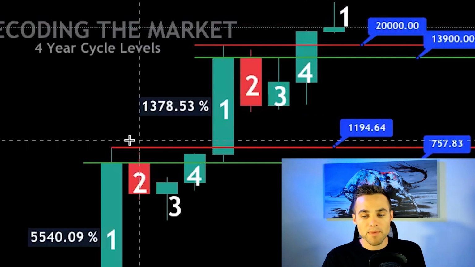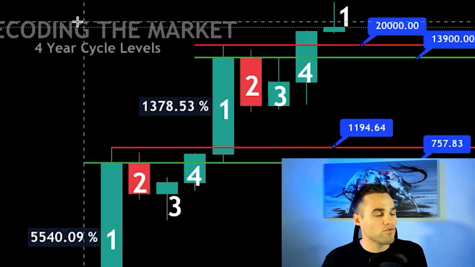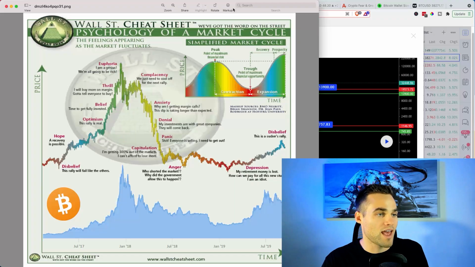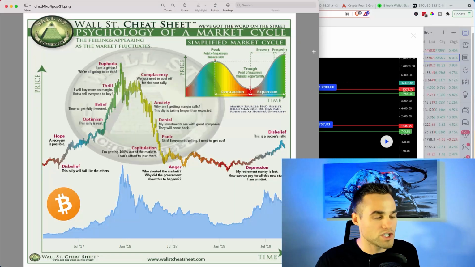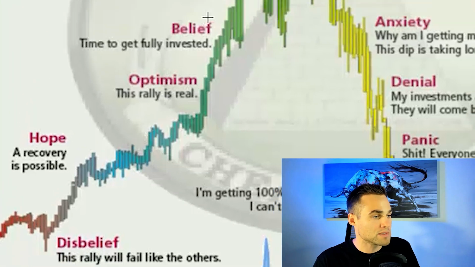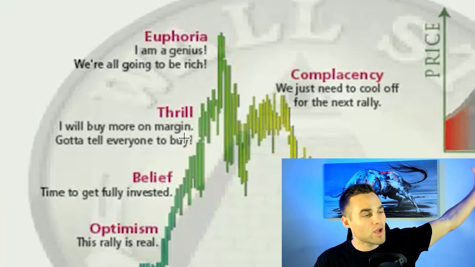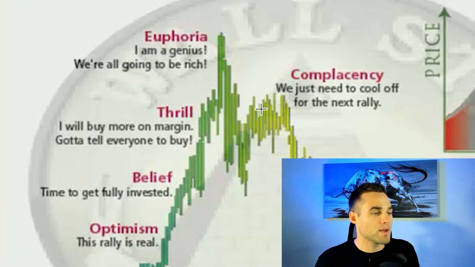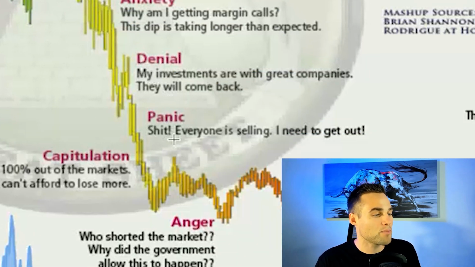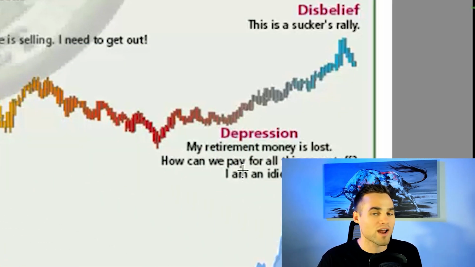Okay, so with that being said, the market also follows a psychological cycle, which happens in any market, in stocks and real estate, in any market where people are basically speculating. We see this where people go from disbelief to hope to optimism, belief, thrill, and then euphoria like we saw in 2017, and then people got complacent, right? Then we see anxiety, denial, panic, we see anger, depression, right, in these bear markets.